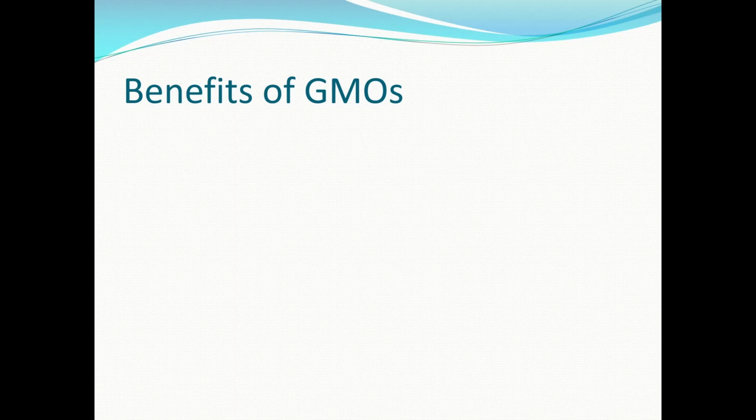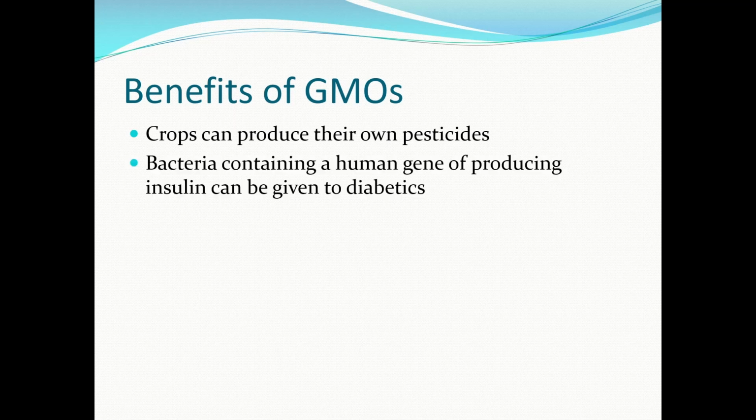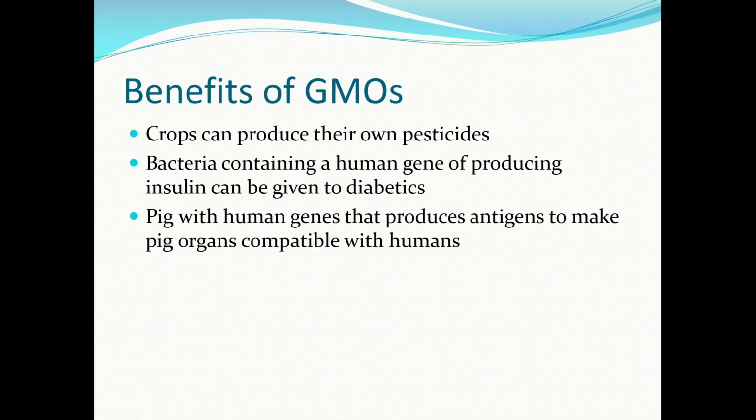So these are benefits of GMOs. GMOs are good, right? Crops can produce their own pesticides. That's awesome. That means you spray it with less pesticides and it's good. Another one is bacteria containing a human gene producing insulin can be given to diabetics. So instead of bacteria being bacteria, you make it produce insulin, and then people don't have to get shots every day, and you basically cure diabetes. That can be done through transgenics.